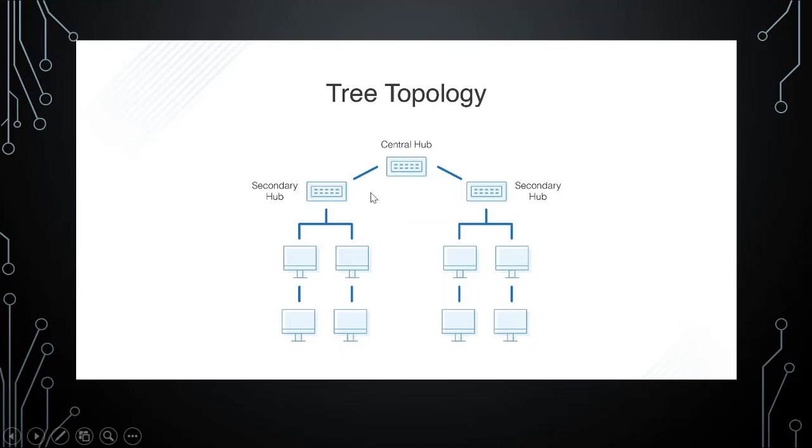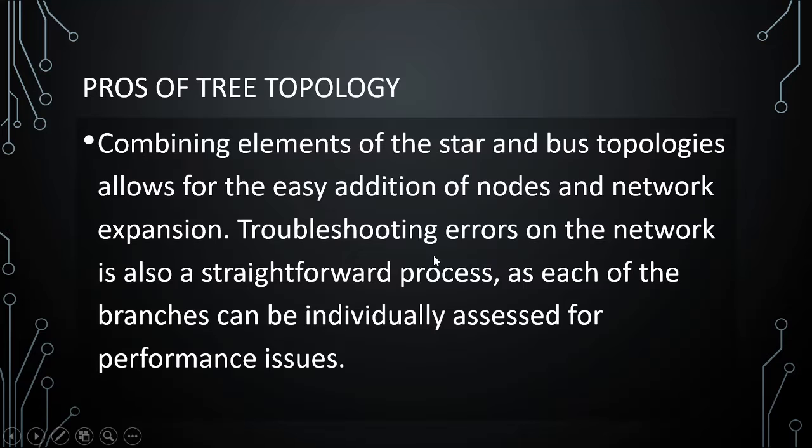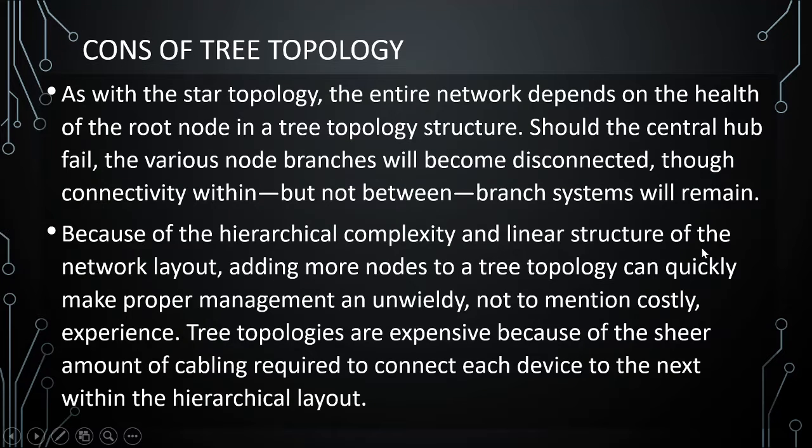So, but still, Japan can make all the computers work, even if the central hub is damaged. So, that is one of the disadvantages. Because of the hierarchical complexity and linear structures of the network layout, adding more nodes to a tree topology can quickly make proper management unwieldy, not to mention a costly experience.